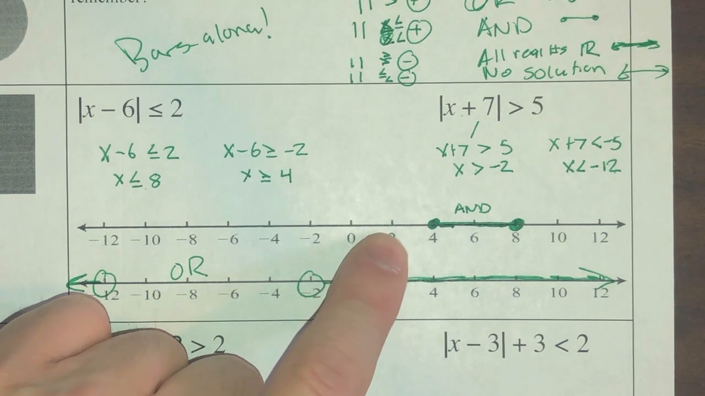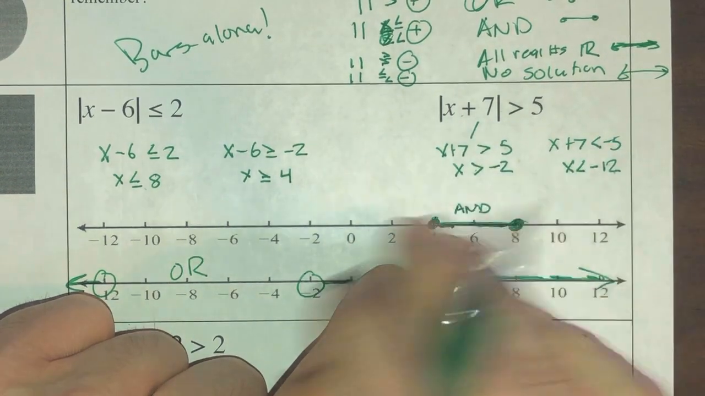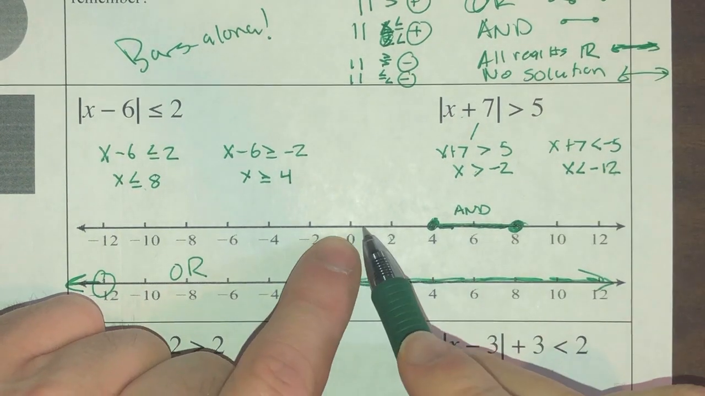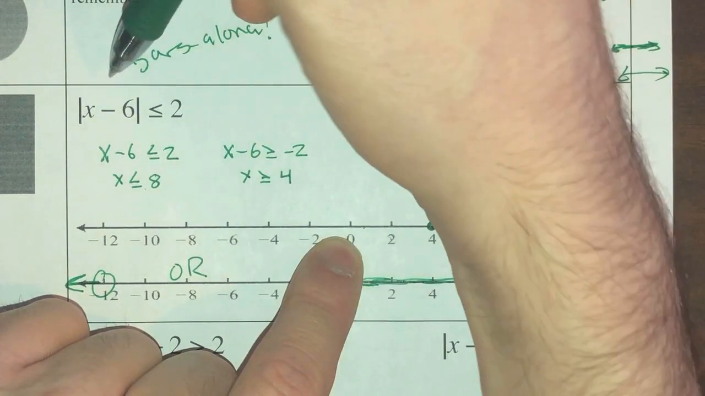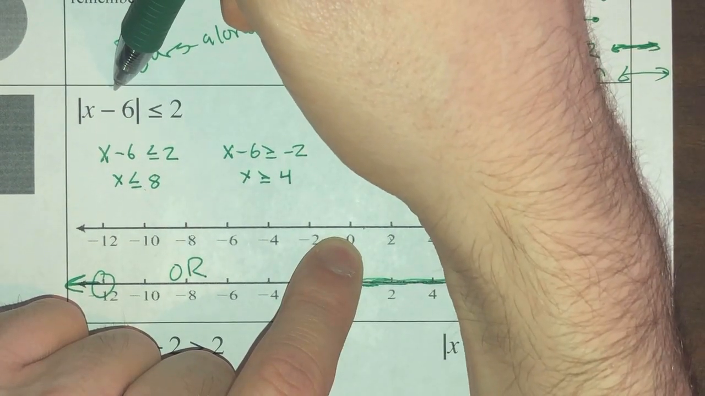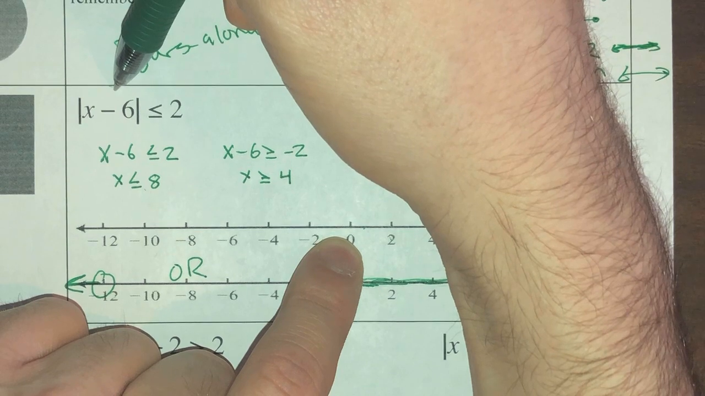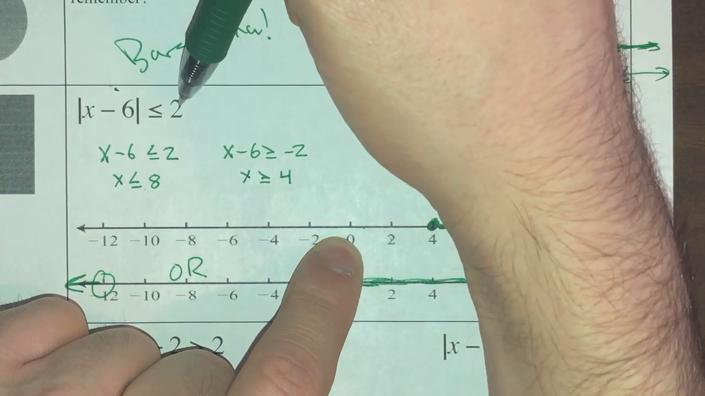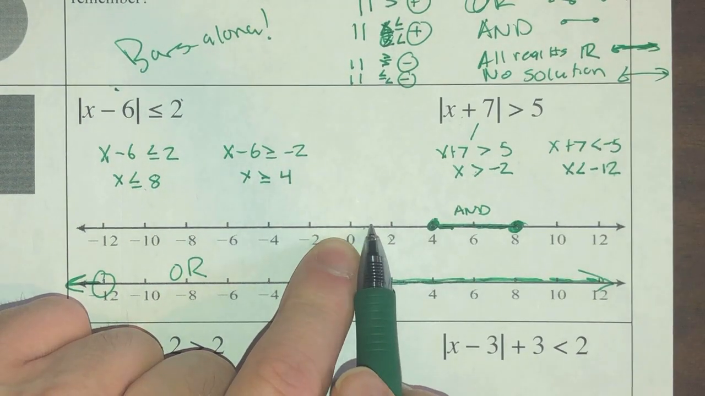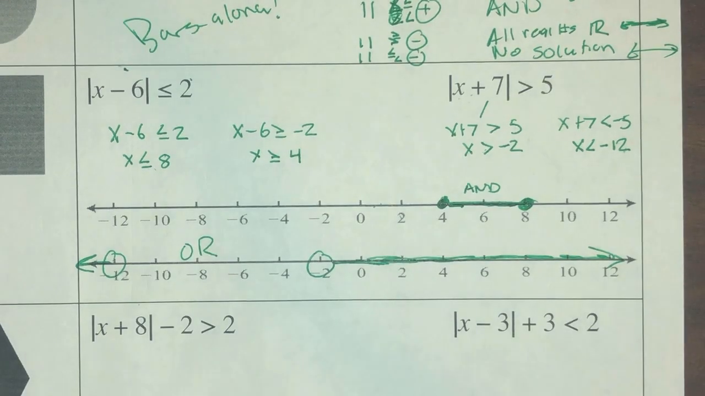Let's say I had done this here. So I have my dots on the 4 and the 8. I didn't know the shading. Pick 0. 0 minus 6, that's negative 6. Absolute value is 6. 6 is not less than 2. 0 can't be shaded, therefore it can't be an and. That's another way to know.